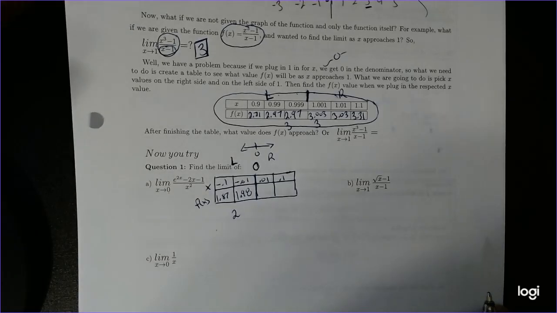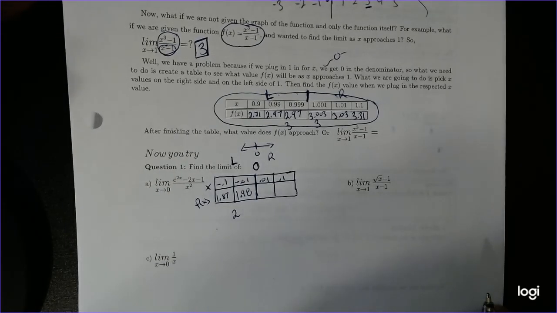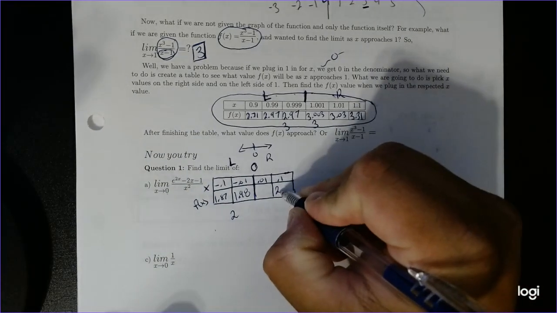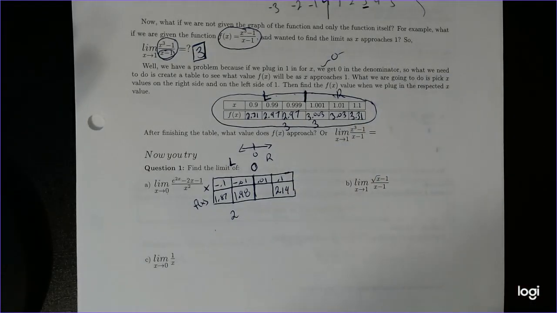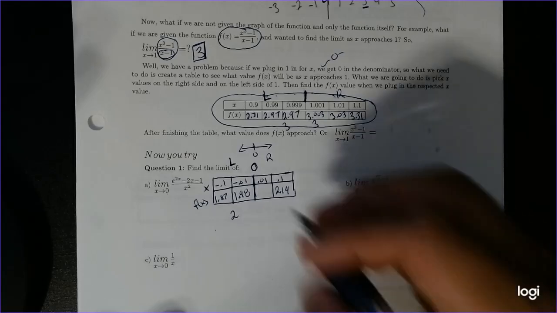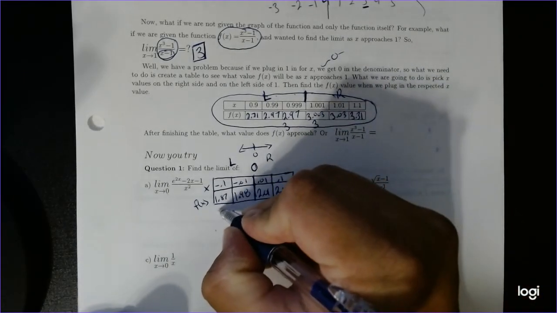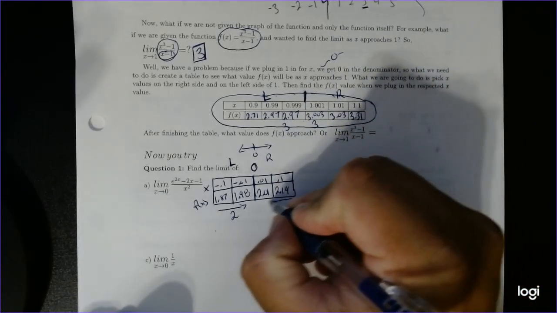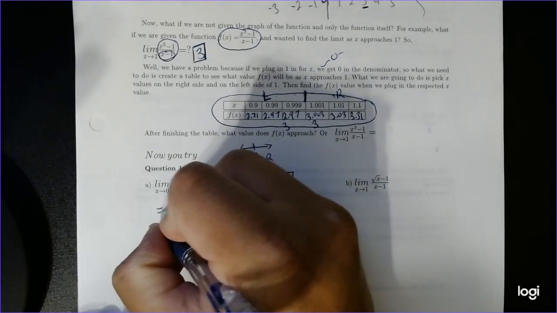So let's see. I'll put 0.1 first. Let's see what this gives us. So we get 2.14. And the next one is 2.01. So it looks like on the left side, just like on a graph, I approach 2. And on the right side, as I approach it, it's also going to be 2. So therefore, this limit is equal to 2.